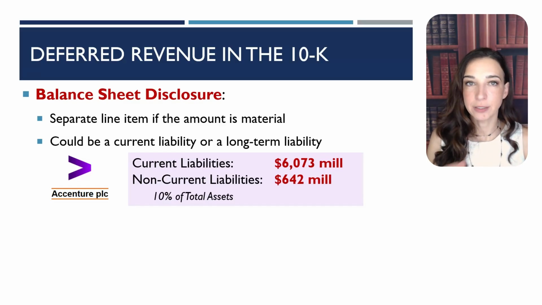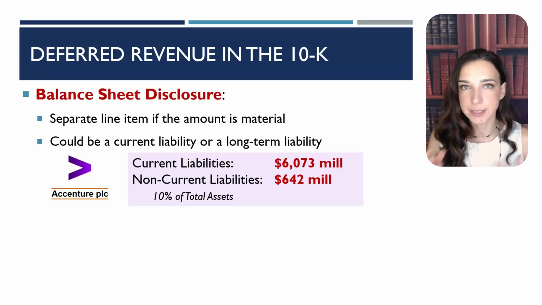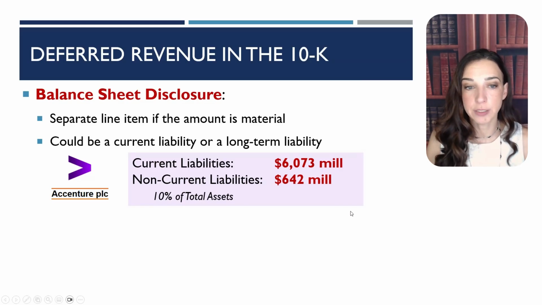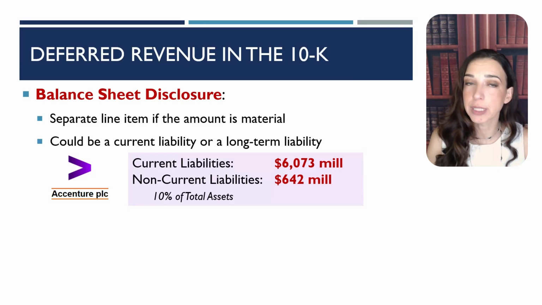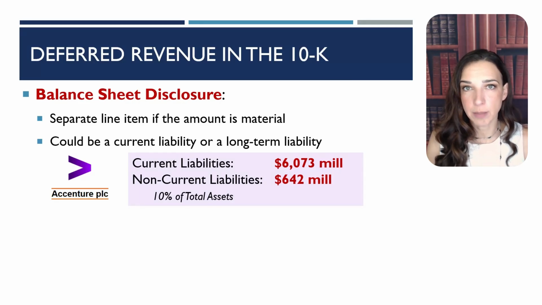As I mentioned in the introductory series of videos, it is sometimes difficult for us to put millions in perspective. Is this a lot for this company? Is this little for this company? So here, if we think about this deferred revenue, the total amount of current and non-current as a percentage of total assets, it's 10%, which is actually pretty sizable. So it makes sense that they're highlighting it as a standalone item on the balance sheet.